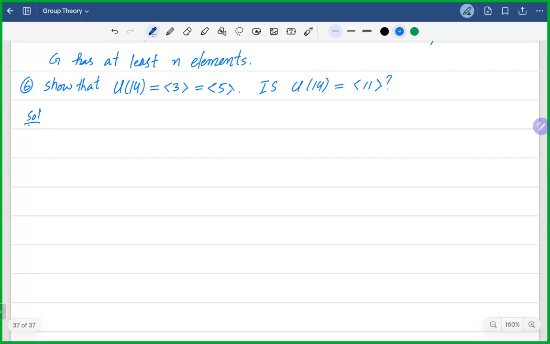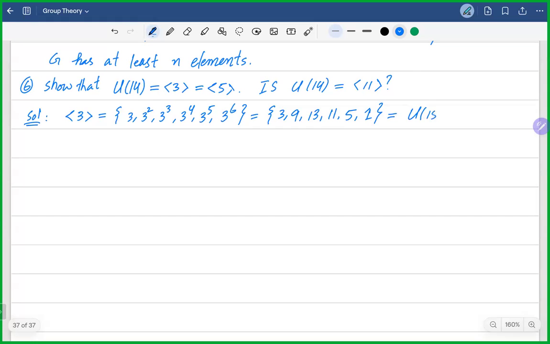Okay, now solution. So let's see, 3 generates the elements under modulo 14: 3, 3 square, 3 cube, 3 power 4, 3 power 5, 3 power 6, and these are going to be under mod 14: 3, 9, 13, 11, 5, and 1. And this is nothing but U of 14 itself.